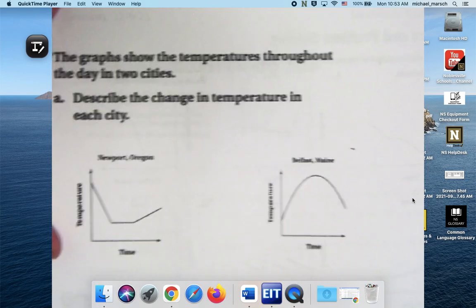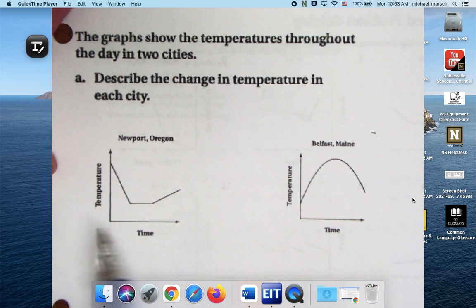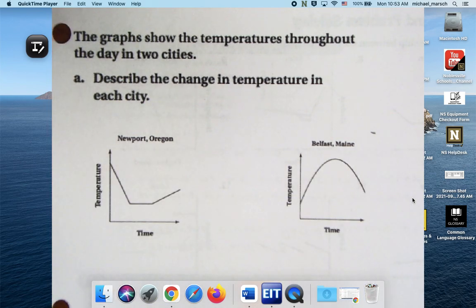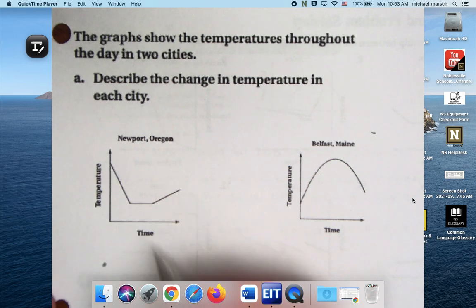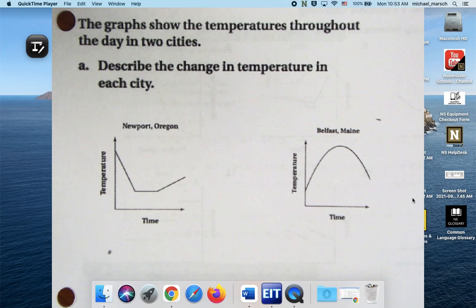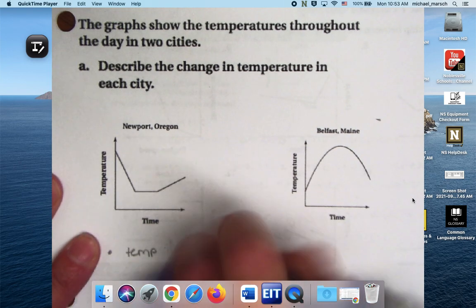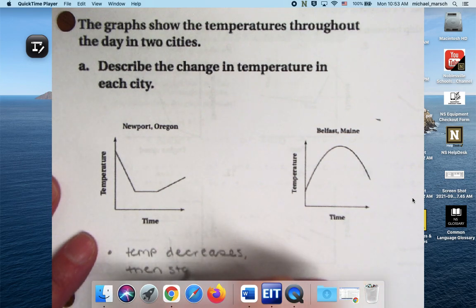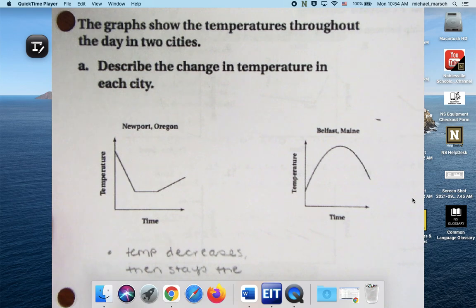All right, we've got some more graphs. We've got temperature over time. Again, we don't know what time or what the actual increments here are. We have Oregon and Maine, so that's like northwest, northeast. Okay, so describe the change in temperature in each city. What is happening in Newport, Oregon? The temperature goes down over time, stays the same, and slightly increases. Temperature decreases, then stays the same, then increases. Right? Decreases, stays the same, increases.